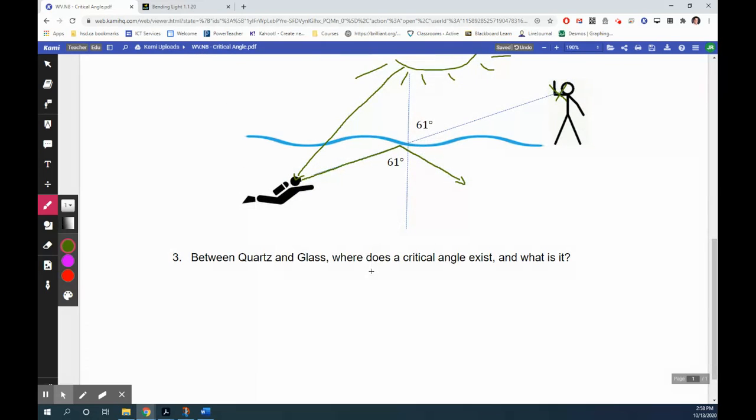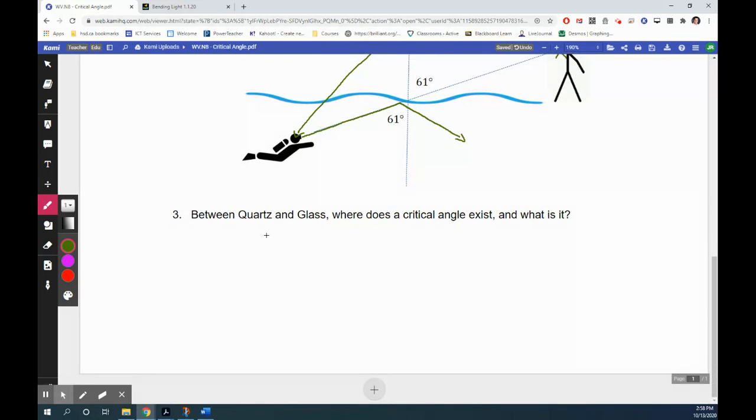All right. The last question here is between quartz and glass. Where does the critical angle exist, and what is it? Okay. For this, you need to look at the back of your formula sheet, and you'll get the incident index of refraction and the refracted index of refraction. Now, I don't even know off the top of my head. I don't have the formula sheet, so I'm going to pause the video and get that stuff.